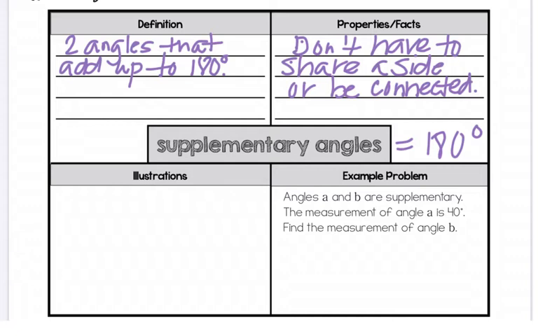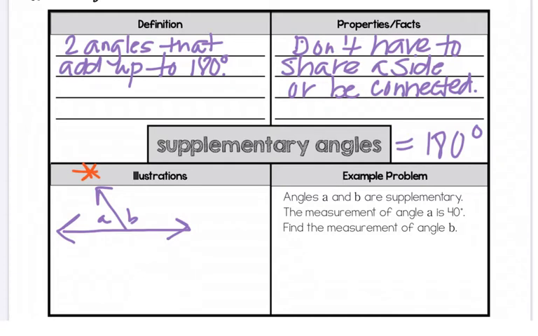So first off, a straight line is going to equal 180 degrees, right? So if we have 2 angles, these 2 do share a side, this side right here. But if we have 2 angles that form a straight line, we'll just call them angle A and angle B. That means that they are supplementary.